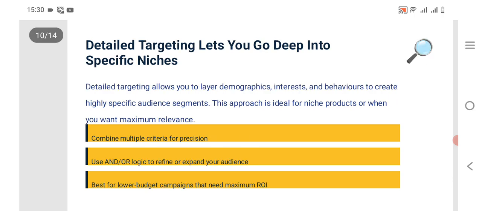Let's continue. Now, detailed targeting lets you go deep into specific niches. I think I talked about detailed targeting before. Detailed targeting allows you to layer; this is where you can use the demographic, the interest and behavior to create highly specific audience segments. This approach is ideal for niche products or when you want maximum relevance. Another thing about this kind of targeting is that if you, let's say you use digital marketing as one of your detailed targeting, and discover that it is working, it will work for a very long time.